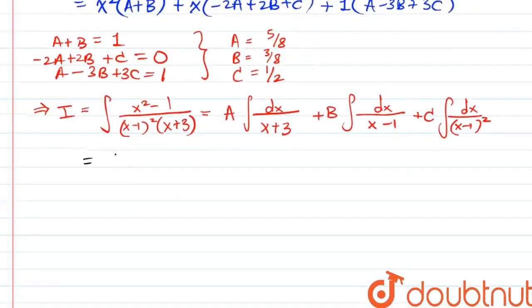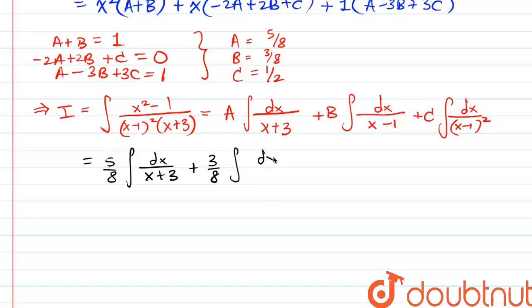This will be equal to 5 by 8 times the integral of 1 by (x plus 3) with respect to x plus 3 by 8 times the integral with respect to x of 1 by (x minus 1) plus half times the integral with respect to x of (x minus 1) whole to the power negative 2, or 1 by (x minus 1) the whole squared.